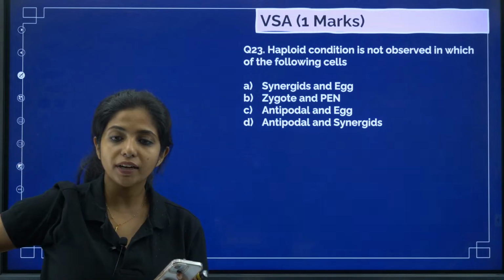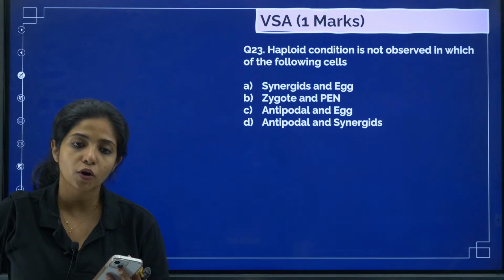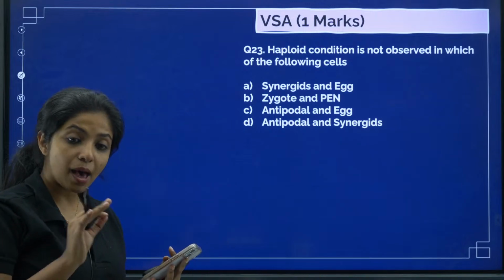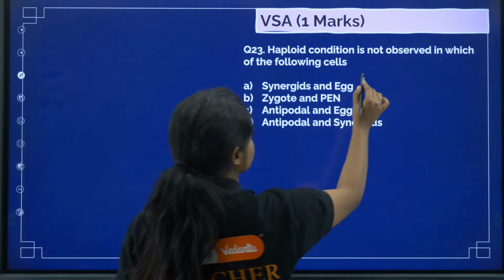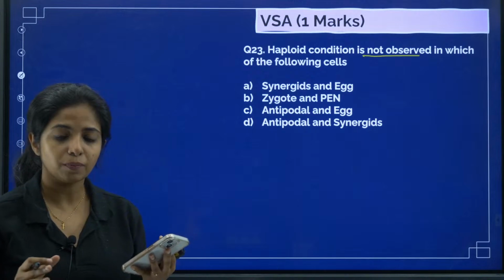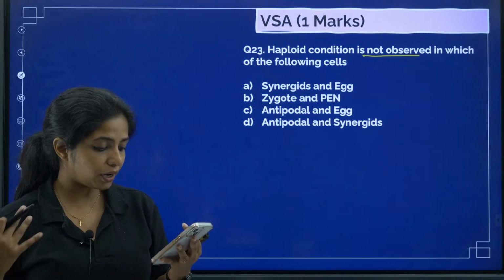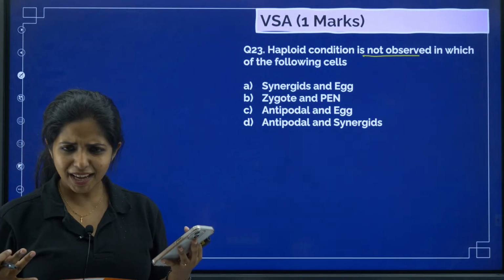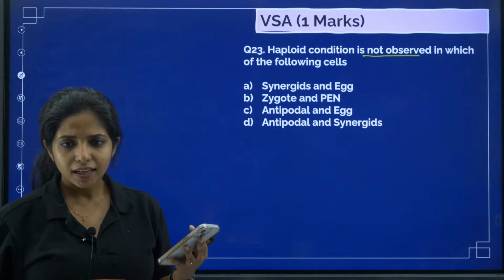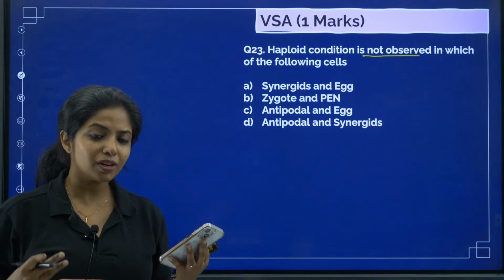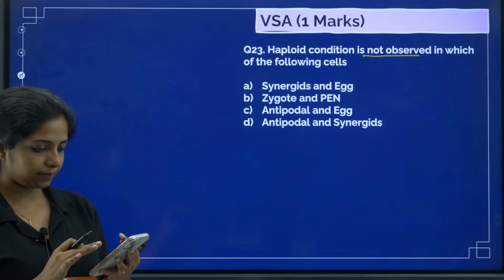Now, haploid condition is not observed in which of the following cells? Same thing. In which of these cells do you not see the haploid condition? That means it can be diploid, it can be triploid. What are those cells? Synergids and egg, zygote and PEN, antipodal and egg, antipodal and synergids. What do you think is the answer for this?